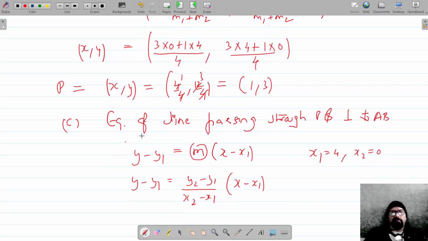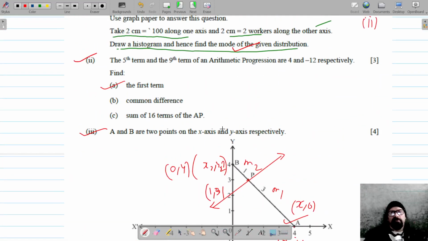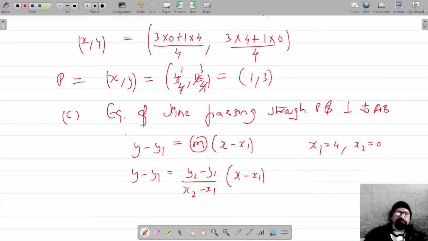So this is the equation of the line passing through P, and that should be perpendicular. First of all, let's find the equation of line AB. This is the required equation that we have to find out, and this is the equation of line AB.